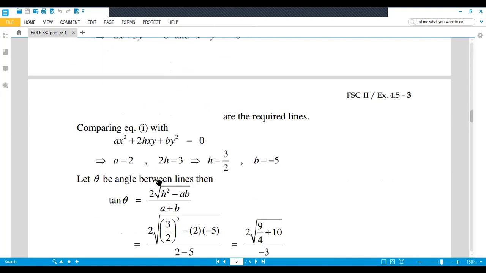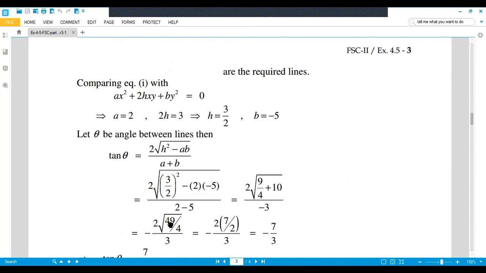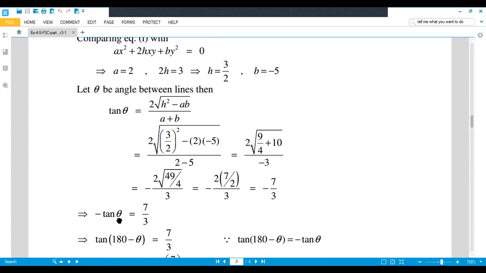Now formula, you know that to find the angle between the lines, tangent theta is 2 under root h square minus ab divided by a plus b. So you put value of h 3 over 2, value of a 2, value of b minus 5, divided by 2 minus 5. So you get this, and when you take LCM, you will get 7 over 2, the 2s cancel, so minus 7 over 3. When you get the tangent theta as a negative value, remember you will take it as 180 minus theta.